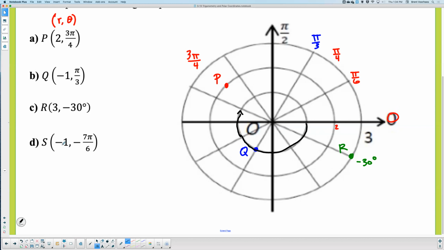I also have a -1. What does that mean if you have a -1? So I want to put negative 7 pi over 6 right there. Do I actually go towards 7 pi over 6? I go away from it. So the point is actually right here. Let me go across so you can see I go this direction because it's a -1. This would place point S right there.